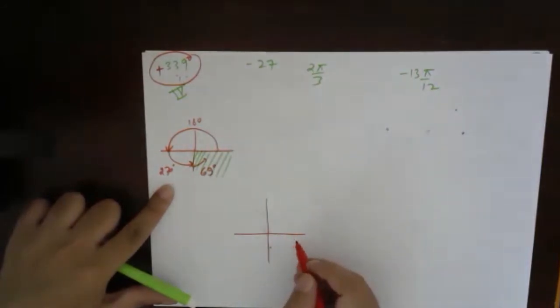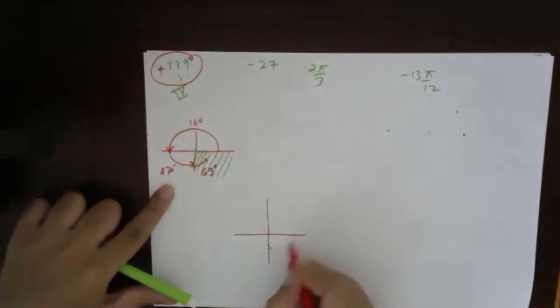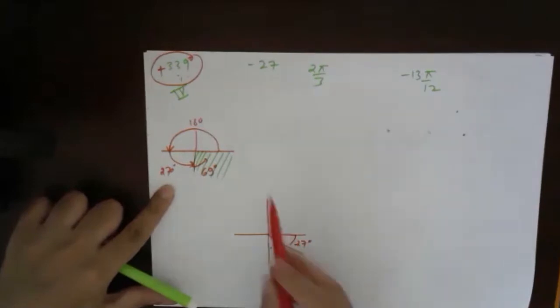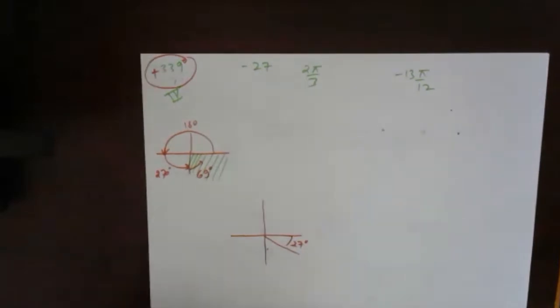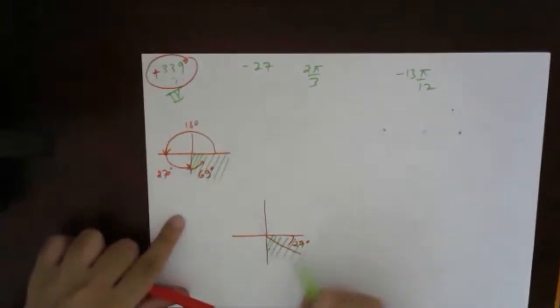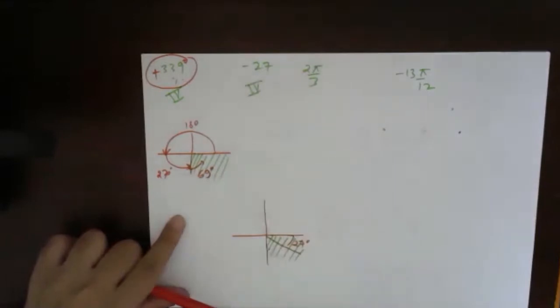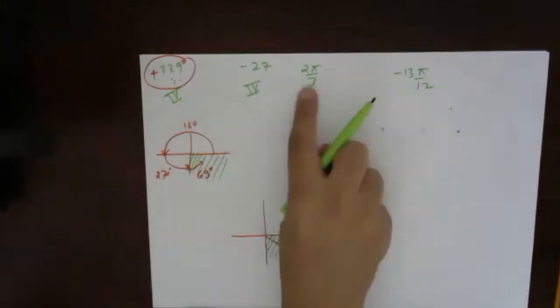Okay, I will check for 5 pi by 3. Maybe I made some mistake. So minus 27 means you move in the clockwise direction, 27 degrees. So suppose this is 27 degrees in the clockwise direction. Where are you? In the fourth quadrant again. So this one is in the fourth quadrant.